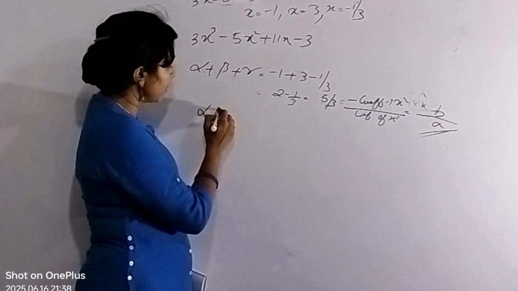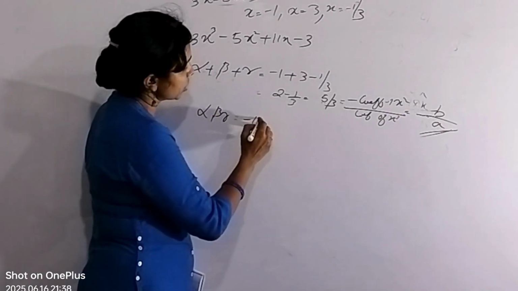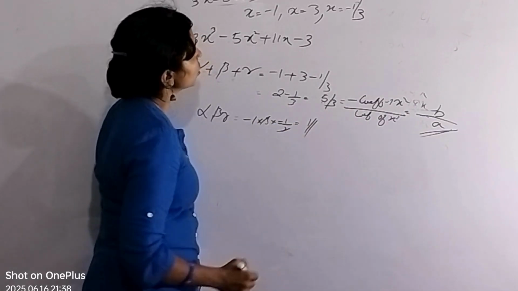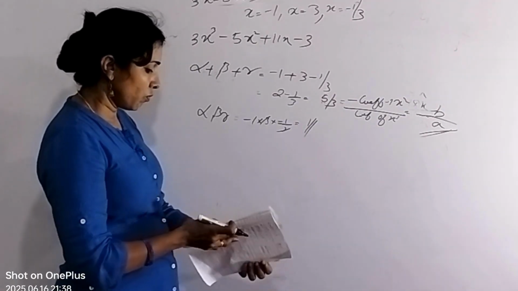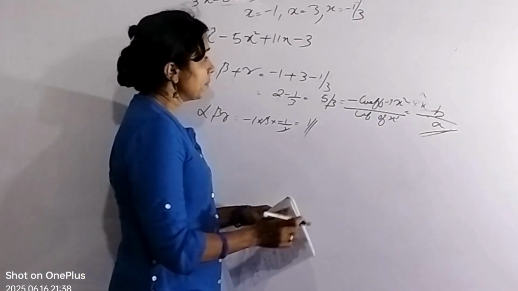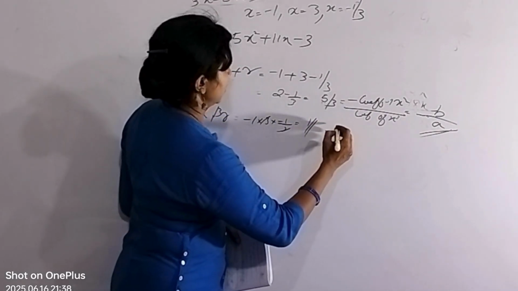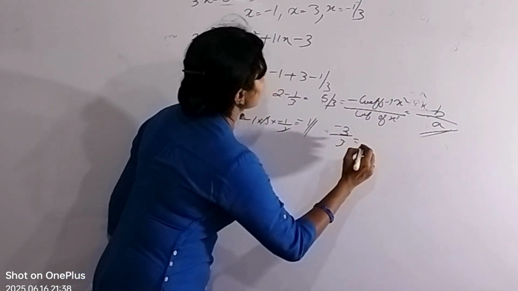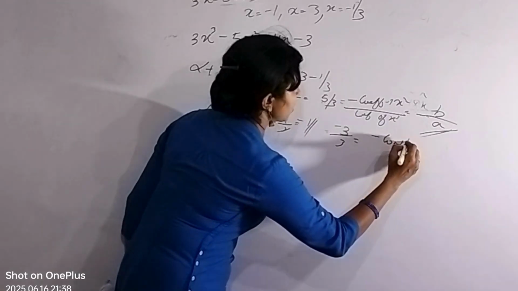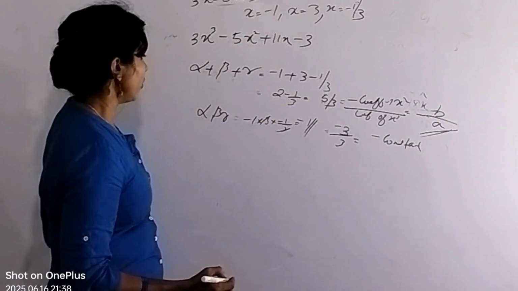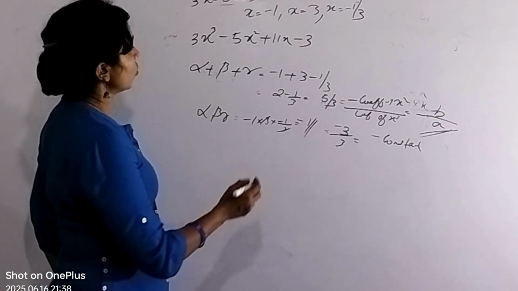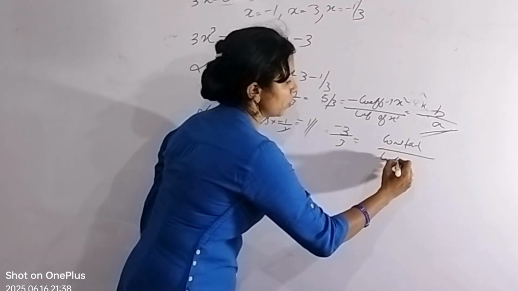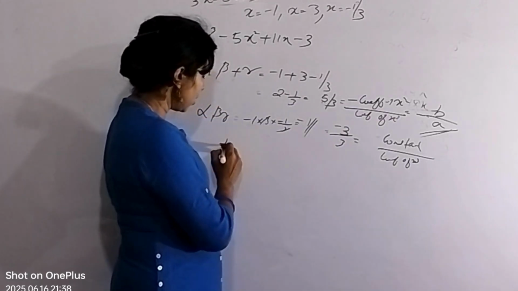So what is alpha beta gamma? That is minus 1 into 3 into minus 1 by 3. The 3 cancels, so 1 here. How can we write it? As minus d by a. Clear? D is minus 3, so it is minus of the constant divided by the coefficient of x cube. Clear?